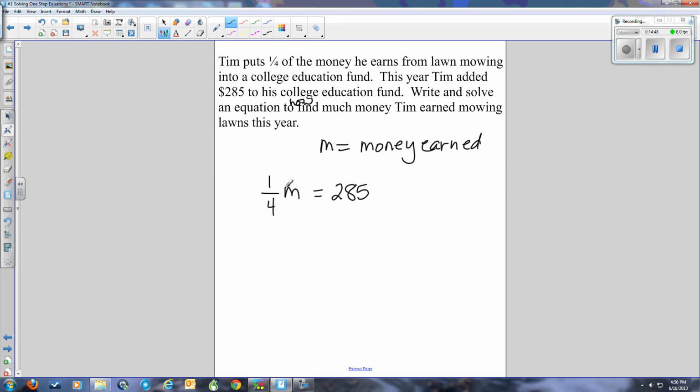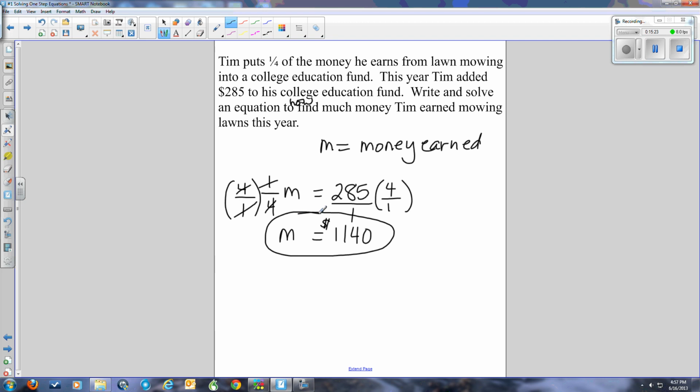So now let's solve that. Remember that if you are multiplying by a fraction, to get rid of that fraction in front of the variable, multiply by the reciprocal on each side. So the 4's will cancel on the left. And we have 285 times 4 over 1. Let's put a 1 underneath the 285 so we can multiply right across. We end up with $1,140. So that was how much he earned mowing lawns this year. Thank you very much.